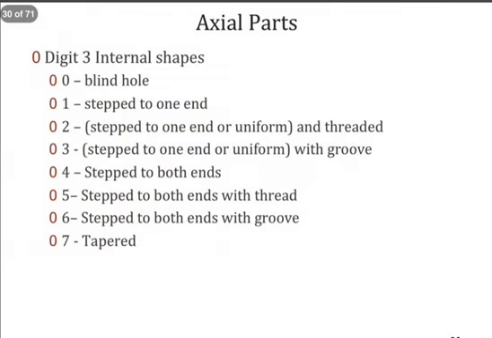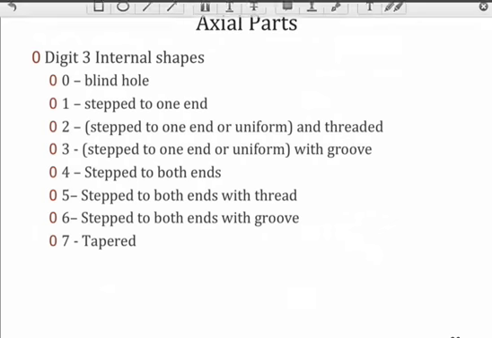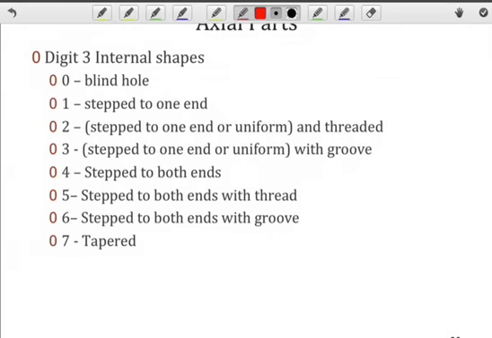For digit 3 of axial parts, and of course the reason why we're covering axial parts, as you saw in the reading, a very large majority of parts fall into this category. Digit 3, we have internal shapes. So we might have a blind hole at one end or the other. We could have a hole that is stepped, right? So it changes in diameter.